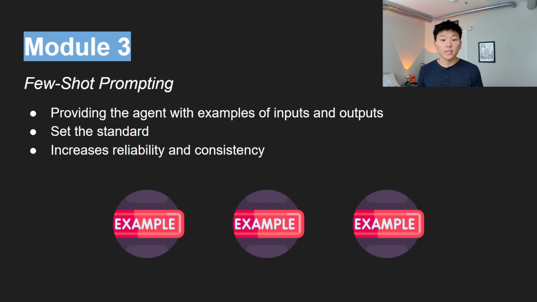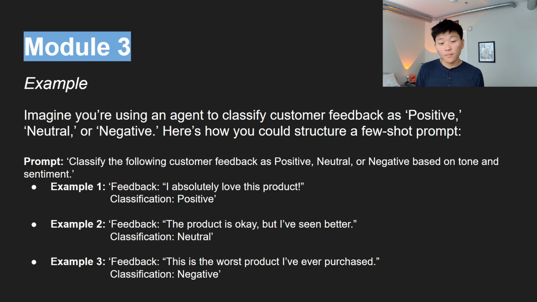So this is a technique where you provide the agent with a few examples of inputs and outputs. This helps guide the agent's response style, format, flow, and even helps it categorize decisions. So I'll show an example of categorization in a sec. But by showing the agent examples, you set the standard for its responses, and it's going to make them a lot more reliable and consistent.